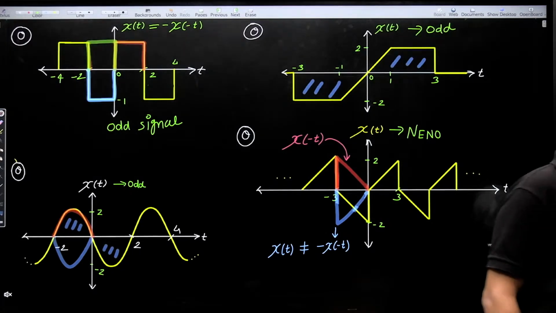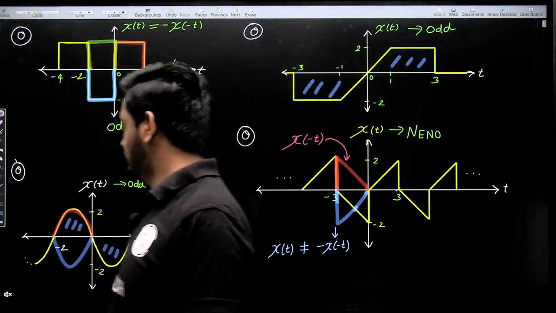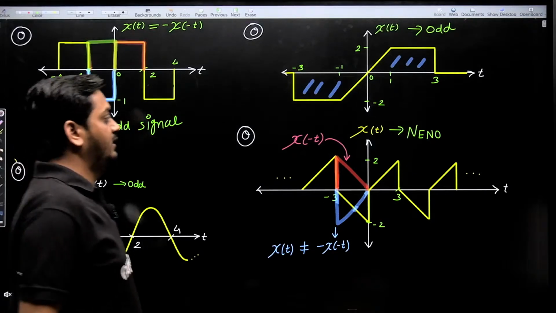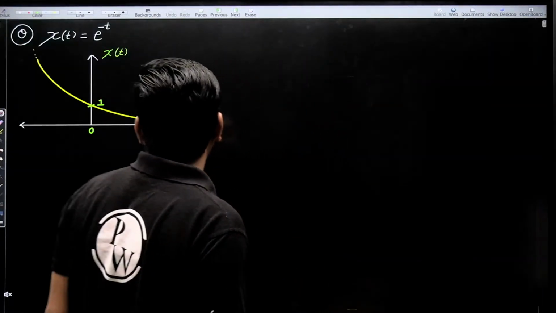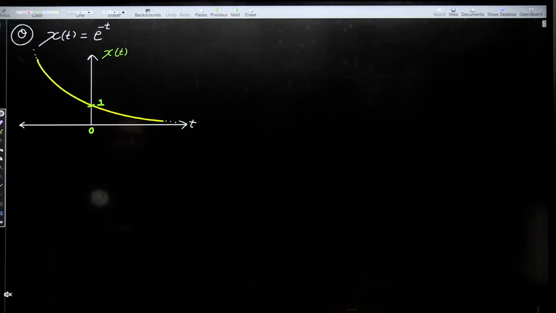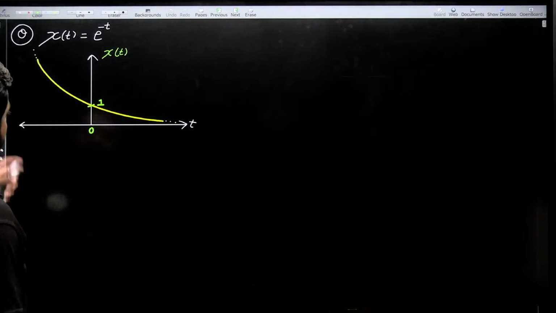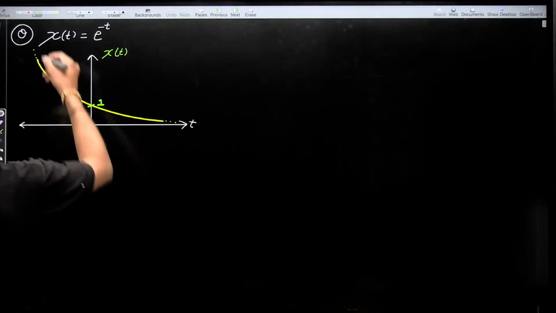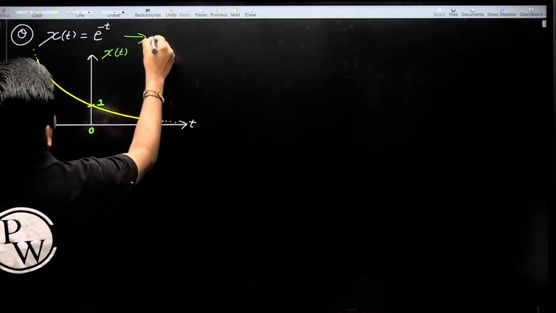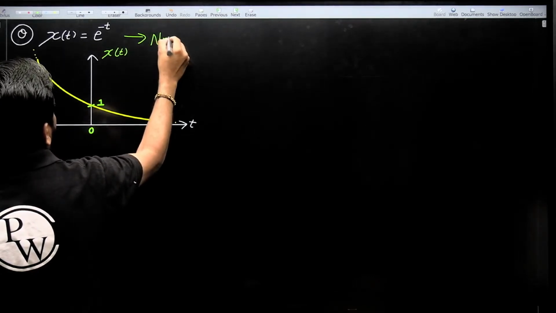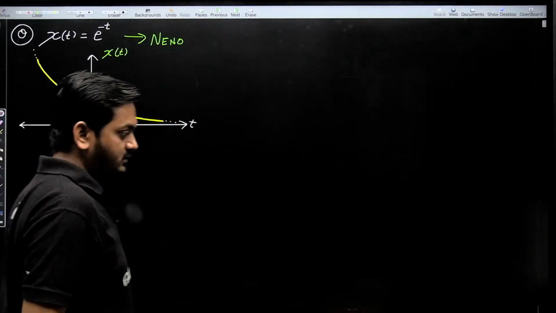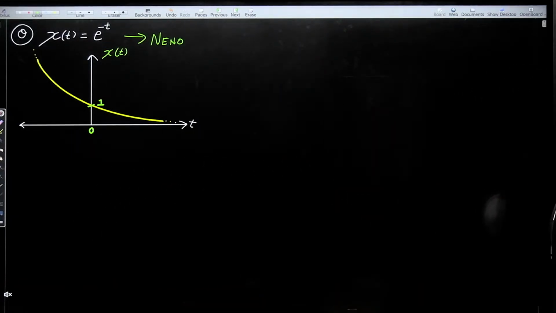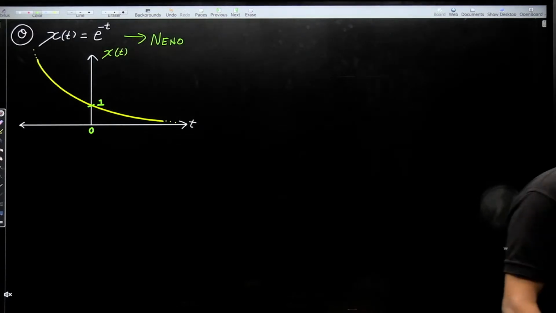Okay, very good. So graphically also you can identify whether the given signal is odd, even, or neither. Now next question, see here, is this odd, even, or neither? It's an exponentially decreasing function. So of course you can see here, this is also a neither signal, neither even nor odd. Fine. Clear? Any doubt?